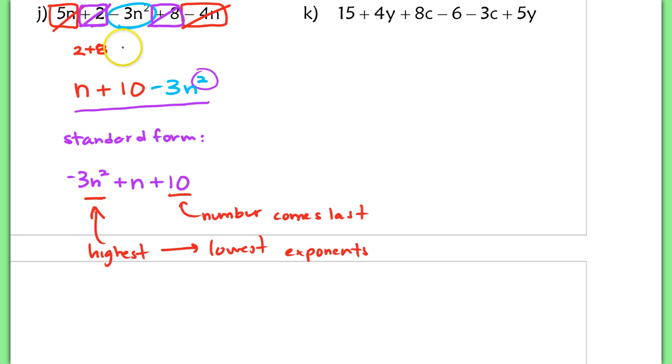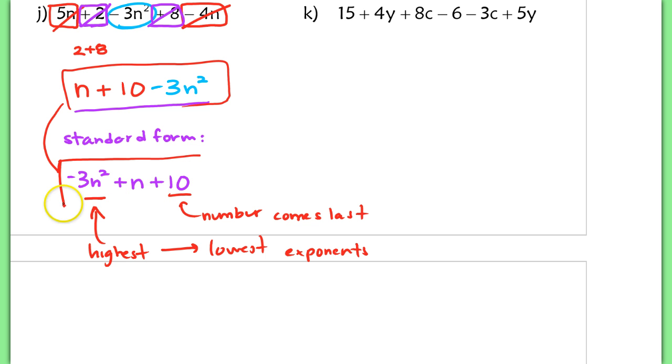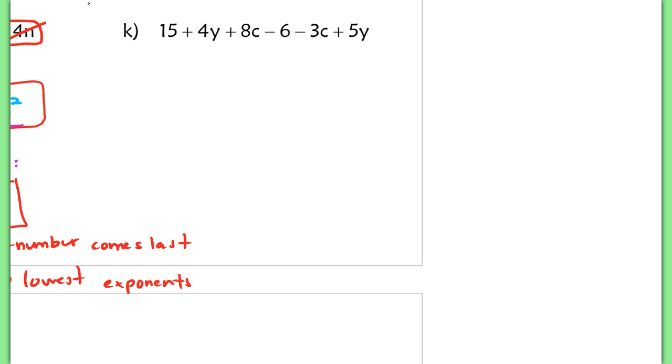Okay, so you wouldn't be marked incorrect if you left your answer like this, if it's not in the correct standard form, but I would probably give you a little bonus credit if you were to write it in standard form like this. Okay, let's look at K now. In K, I see 15. I see a negative 6 that can combine with that, and that's the only two numbers that I see without a variable, so I take 15 minus 6 on my calculator, and I get the number 9.